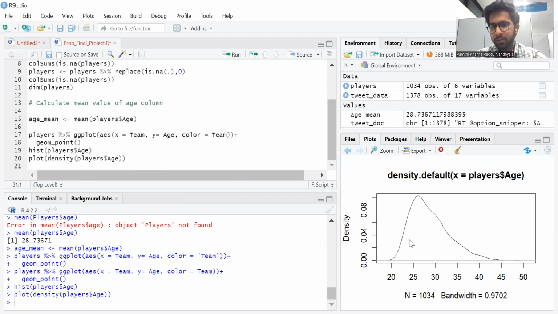Here you could see that the plot has some discontinuity. There is a person who is more than 45 and very close to 50 years old. I think there's only one person, and very few persons are more than 35. So the data is typically right skewed.